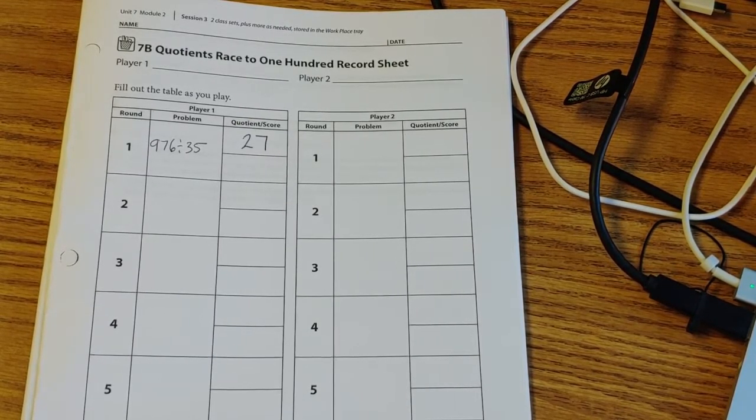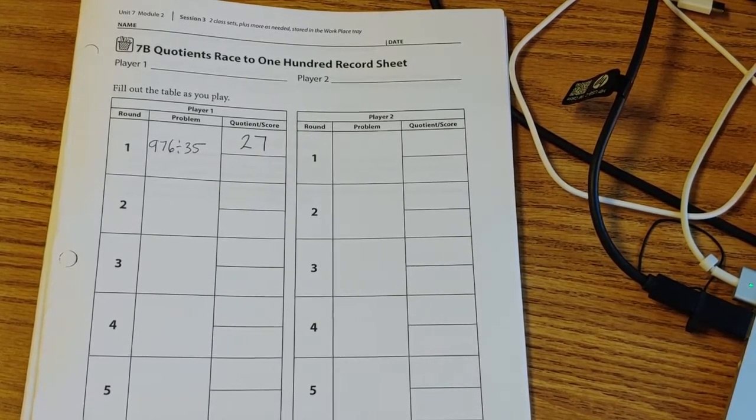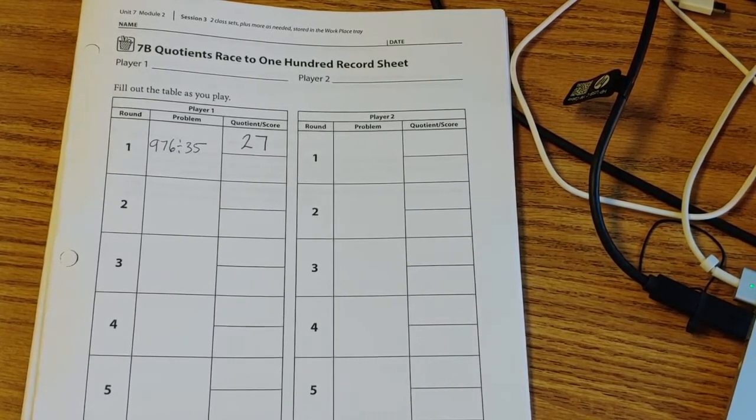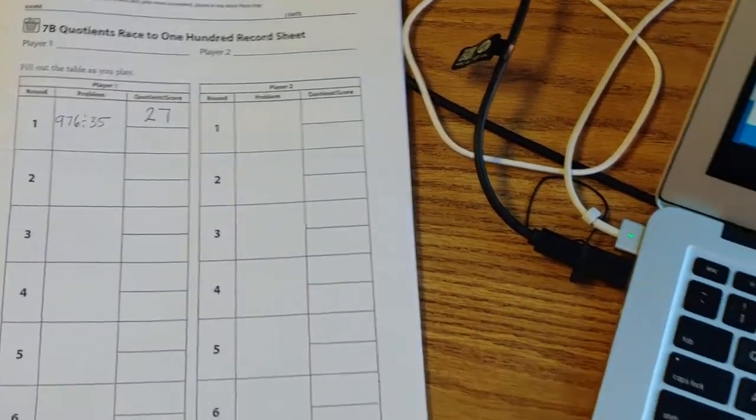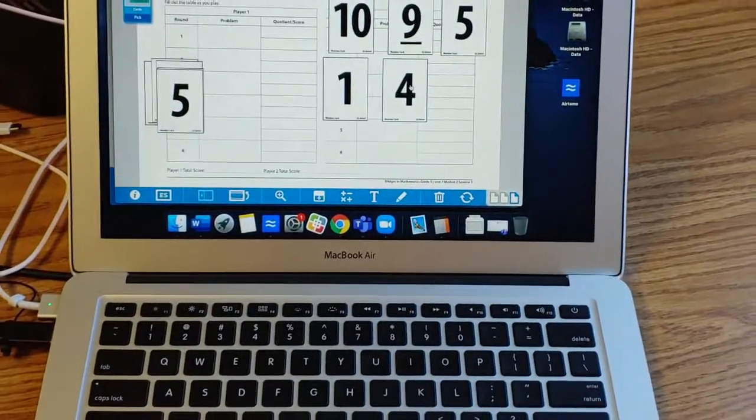So I'm on my computer getting 5 more cards. Please hold. All right, I'm going to try and do this nicely so you don't get all seasick on me.